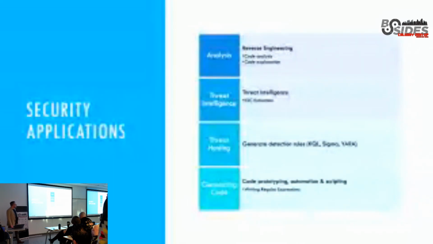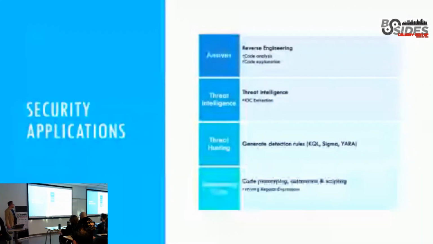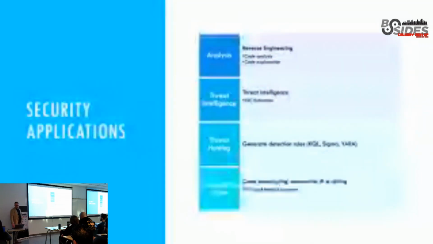Threat hunting: it's actually quite good at generating basic detection rules for threat hunting. So we'll talk a bit more about this. KQL is the custom query language used for Microsoft Sentinel. Sigma we'll talk about, and YARA we'll also talk about later. And then generating code. This is one of the real strengths of this tool: code prototyping, automation, and scripting for tasks like generating stub code or writing regular expressions, that type of thing.